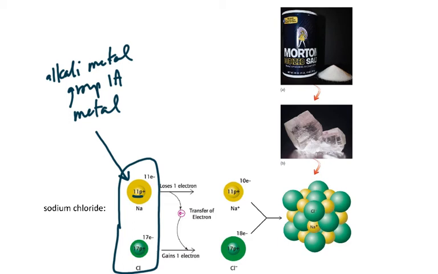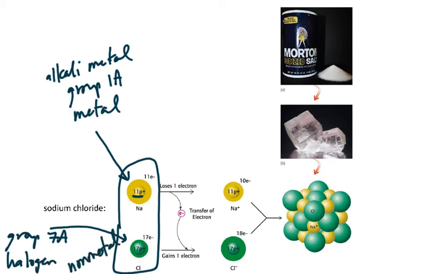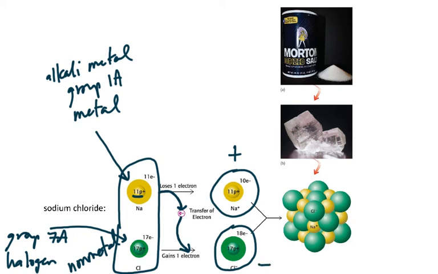And chloride, or chlorine, it's in group 7A. It's called a halogen, and it's a nonmetal. And for reasons that we will talk about eventually, the metal will lose the electron, and the nonmetal will gain the electron. So that's the transfer. Now what's left over here is sodium, Na plus, and chlorine with an extra electron and a minus.